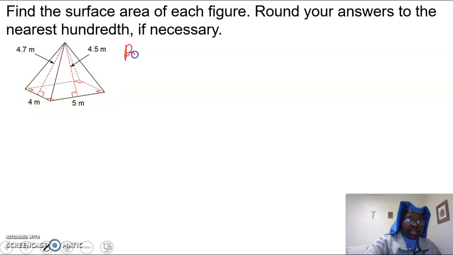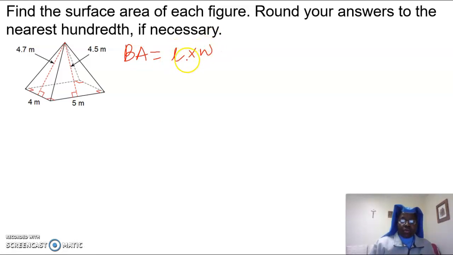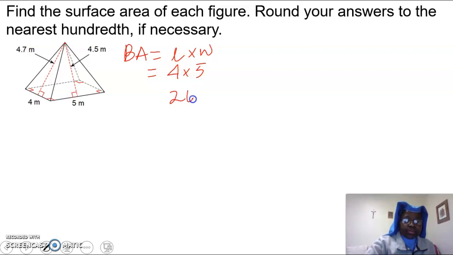To find the base area, it is simply the area of the rectangle, which is length times width. And we are not going to multiply by 2 because there's only one base. So it is 4 by 5, which is 20. Okay, that's the base area. And then we go on to find the lateral area.